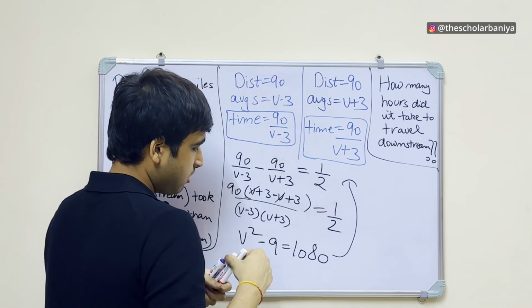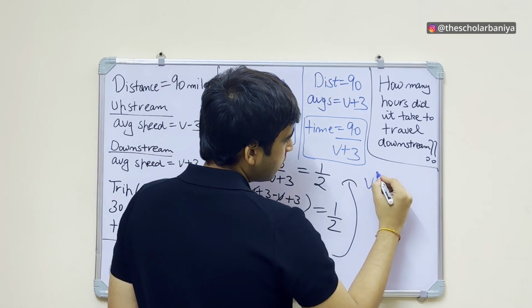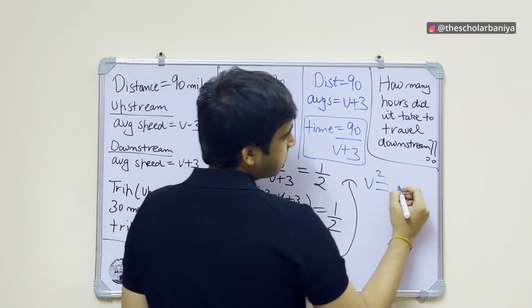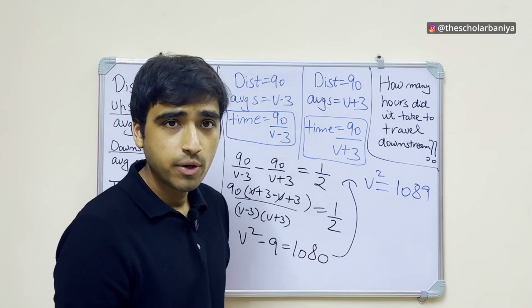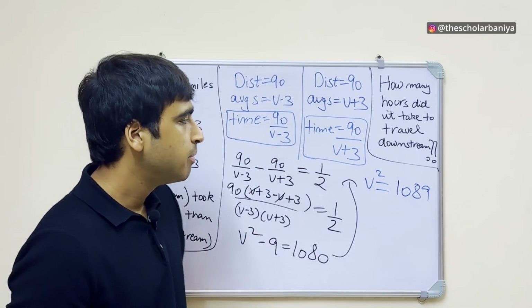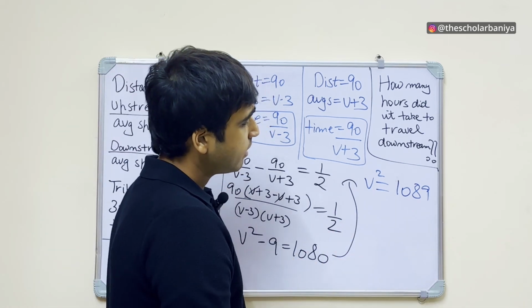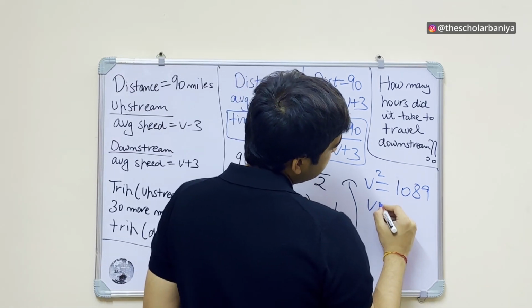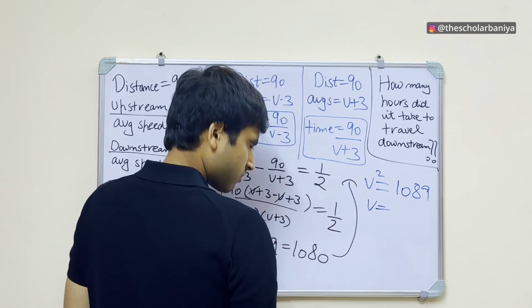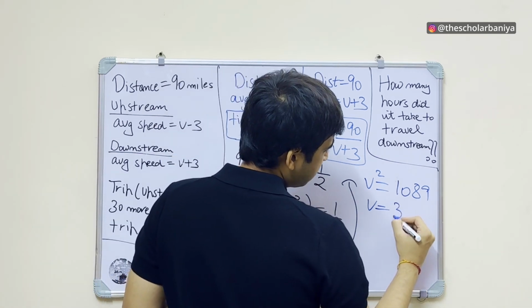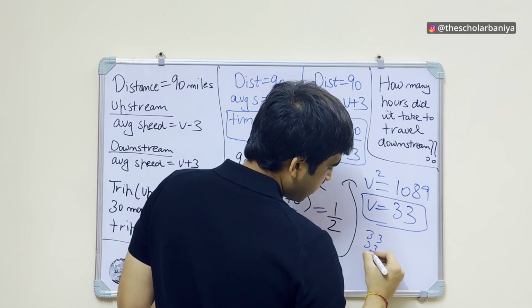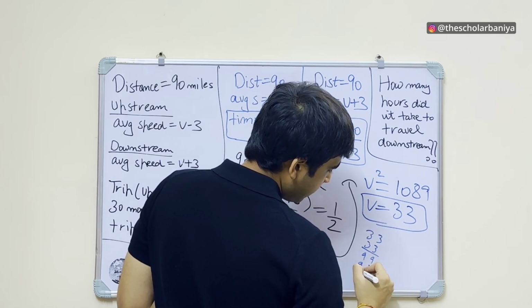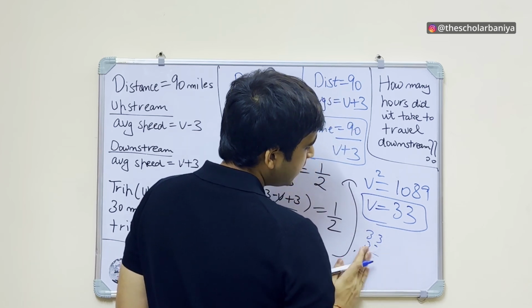That means v square is equal to 1089. V square comes out to be 1089. I think you can solve this pretty easily. So v square is equal to 1089, so v is how much? I think 33, because 33 times 33 is 1089. So v comes out to be 33.